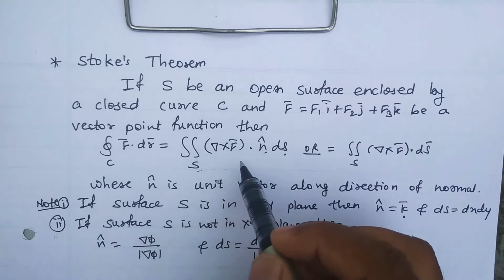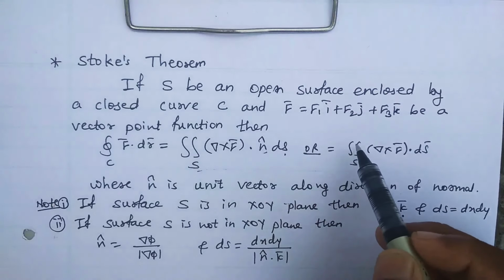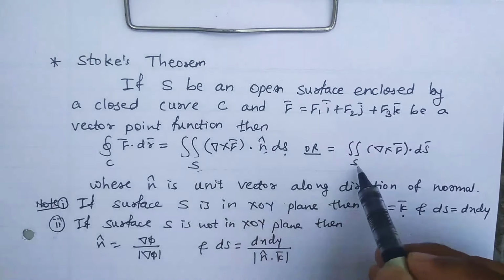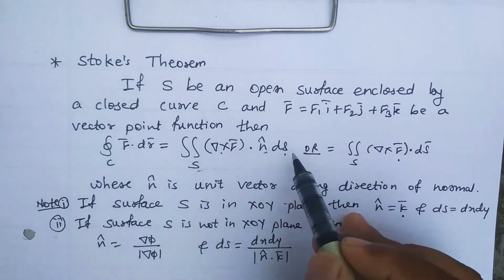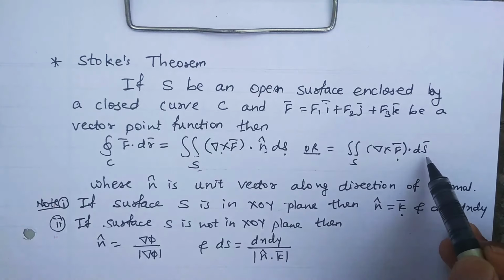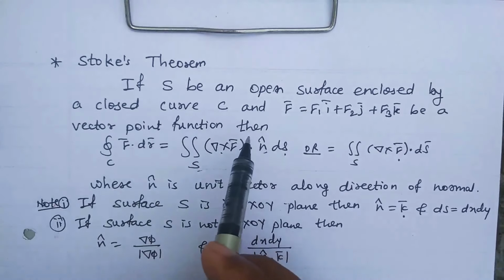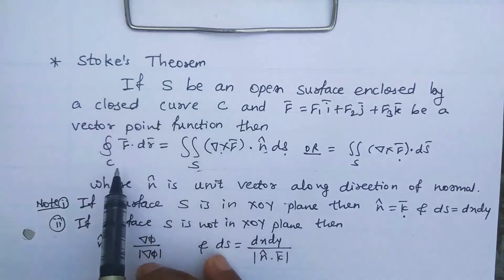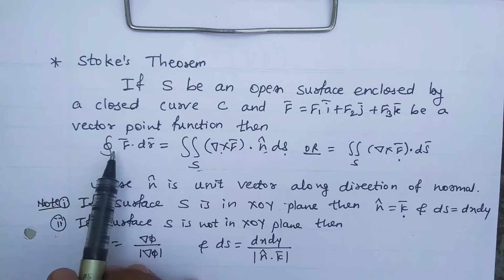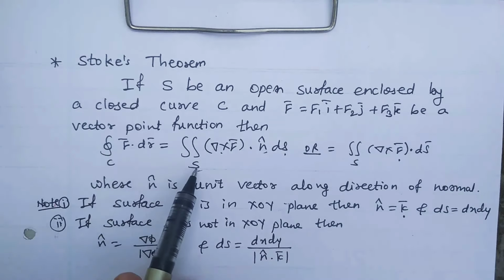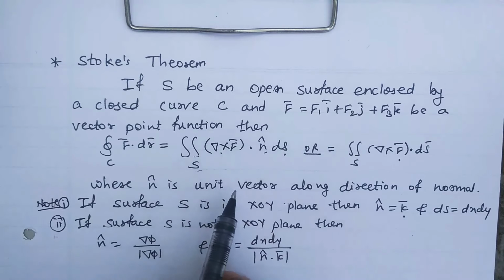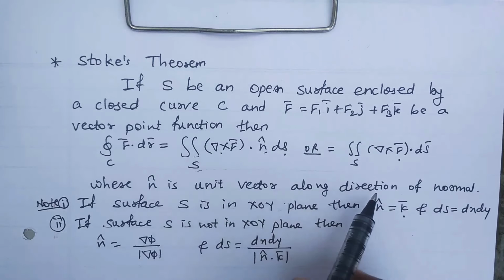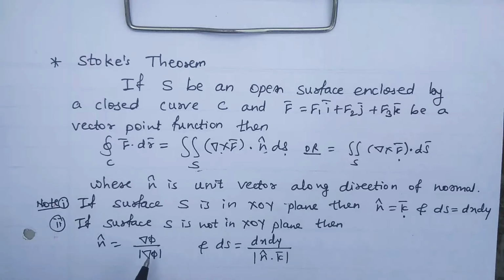This RHS can also be written as the double integration over S of del cross f bar as it is, dot n cap ds, or instead we can also write dot ds bar. So this is the actual Stokes theorem. Stokes theorem converts a single integral, that is a line integral, to a double integral, that is a surface integral, where n cap is the unit vector along the direction of the normal.